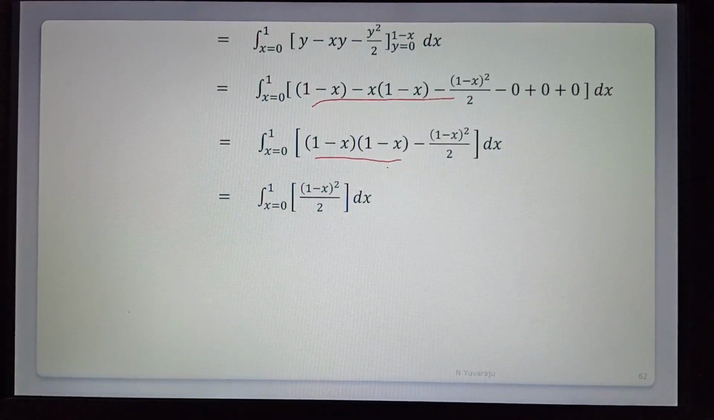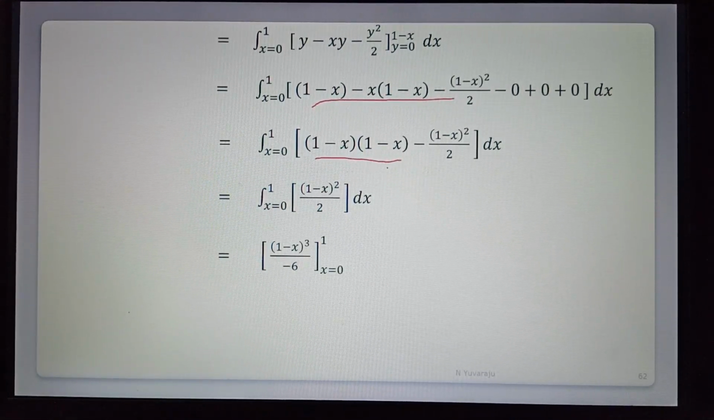Now integrating with respect to x. The integration of (1 minus x) whole square is (1 minus x) whole cube by minus 3. Minus 3 into 2 is minus 6. Substituting upper limit 1 and lower limit 0, we get plus 1/6. So that is equal to 1/6. This is the given result.